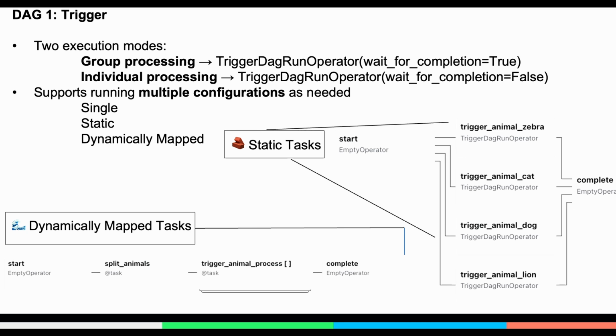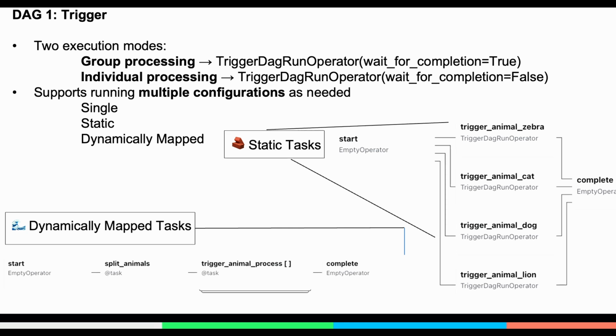The single one I don't really have displayed here. It's basically going to be 3 tasks. It's going to be 1 start and complete, and then there'll be a Python operator which just says, I'm going to trigger this animal on this DAG, and I don't care if it completes or not. The second one is more static, which is similar to the first DAG, where the graph view gets a little bit longer, but you get to visually see which animals are completing. So I don't really recommend that one.